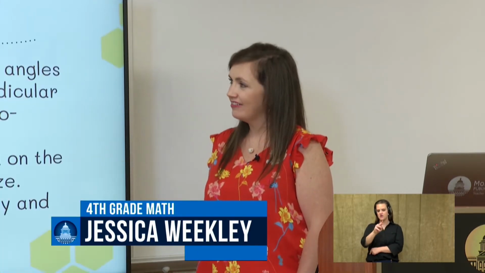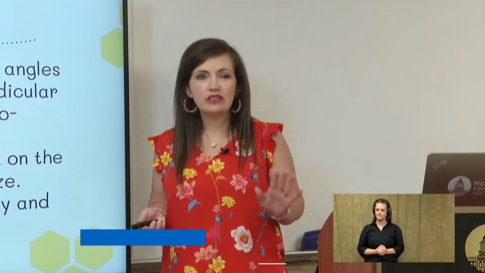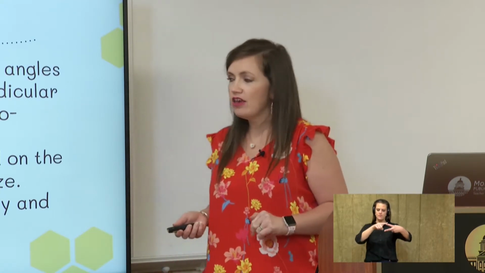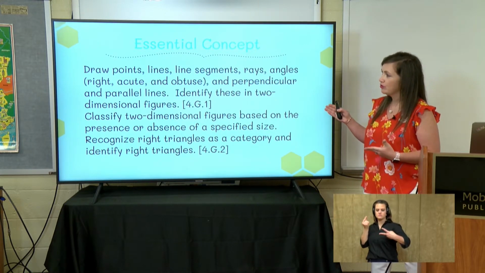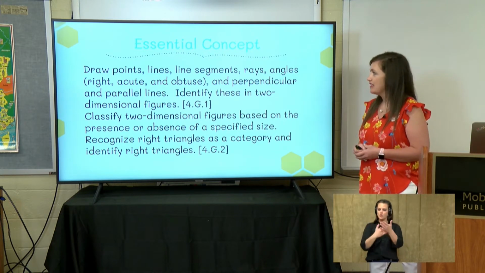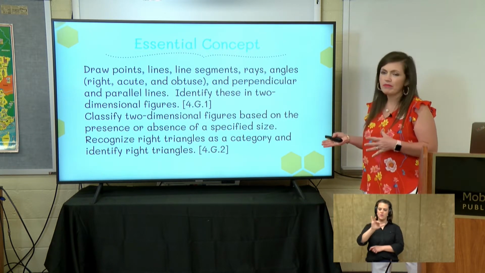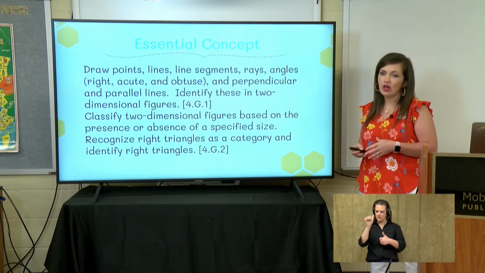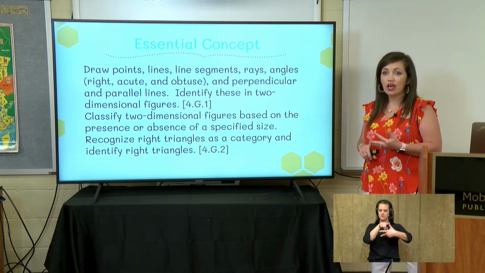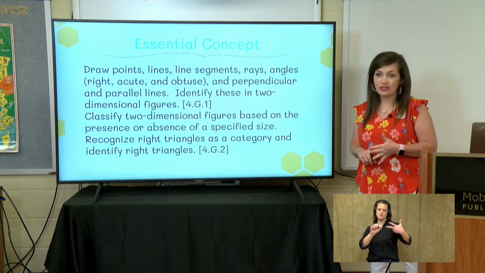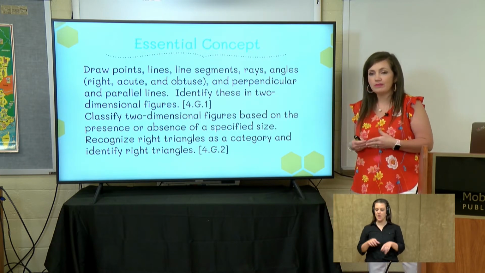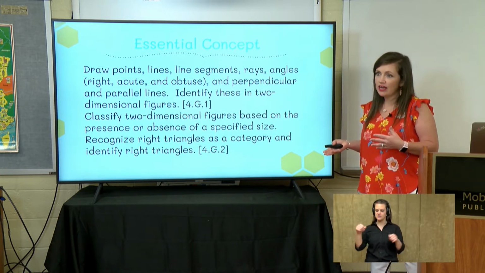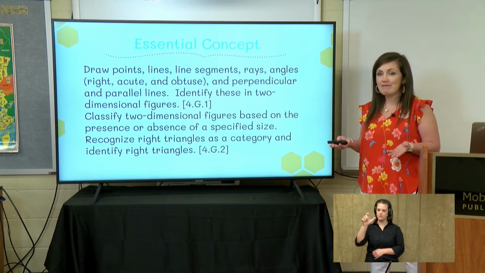We are working on geometry, so let's go ahead and get started. All right, so we're actually going to focus on two essential concepts today. We've been focusing on the first one the past week. We are going to draw points, lines, line segments, rays, and angles. Remember the four types of angles we've talked about: the right, obtuse, acute, and straight angles. And also our different kinds of lines that we learned about Monday: our perpendicular lines, intersecting, and parallel lines.